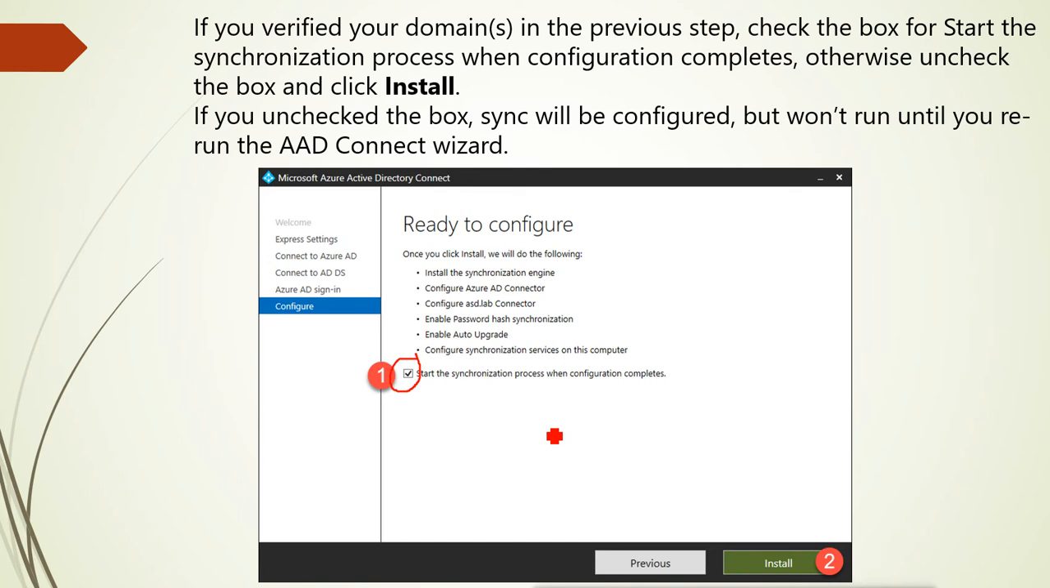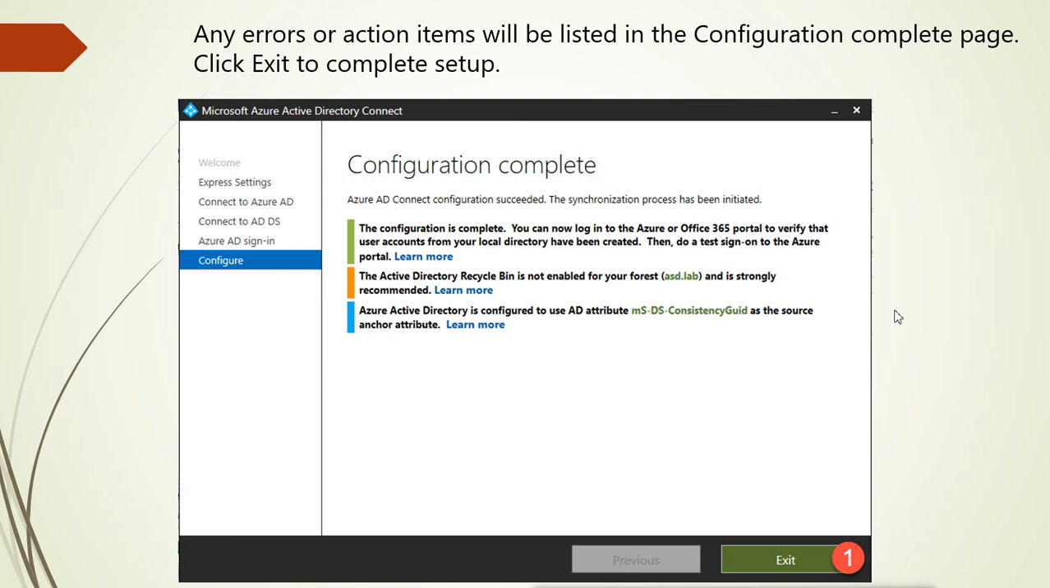If you don't want to do this right now, then you uncheck this and you do it manually after the installation. So if you uncheck the box, sync will be configured but won't run until you run the Azure AD Connect wizard again. So after this, you select install, and after the installation it will say it is complete configurations. Any errors or action items will be listed in the configuration complete page. Click exit to complete this setup.